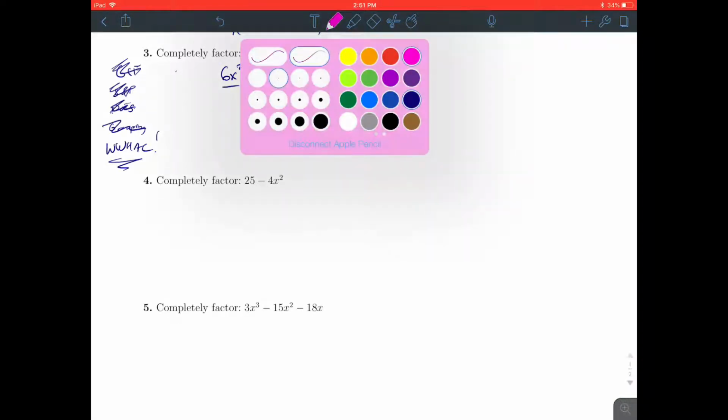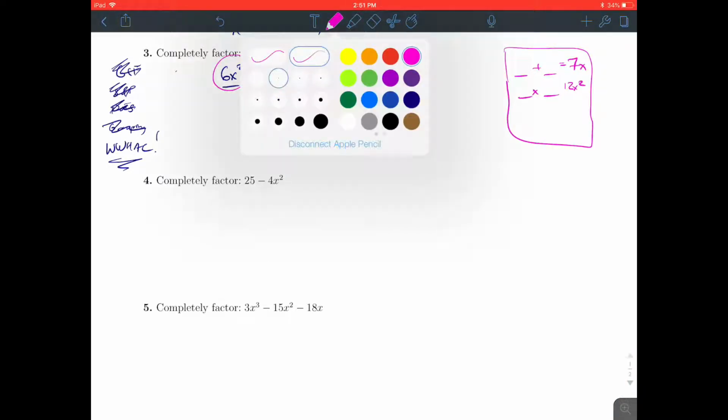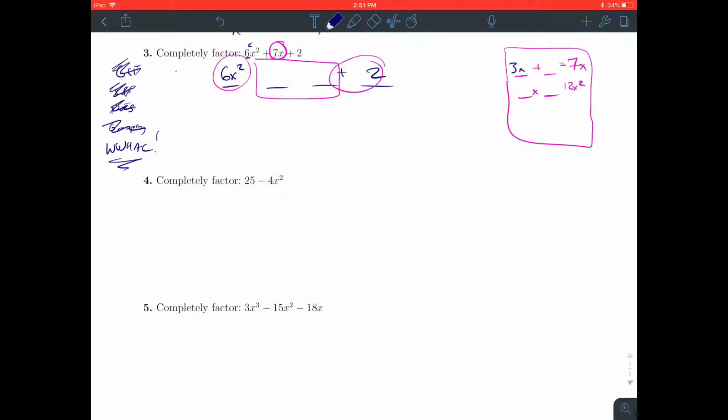So step 1 in this method is we set up 4 slots. We try to find the first, which is always the same, and the last, which is always the same. Now to find these two mystery terms, these mystery terms need to add to make 7x, the middle term here, and they need to have the same product as the first and last here. So the only numbers that do that are 3x and 4x. So we have plus 3x and plus 4x.